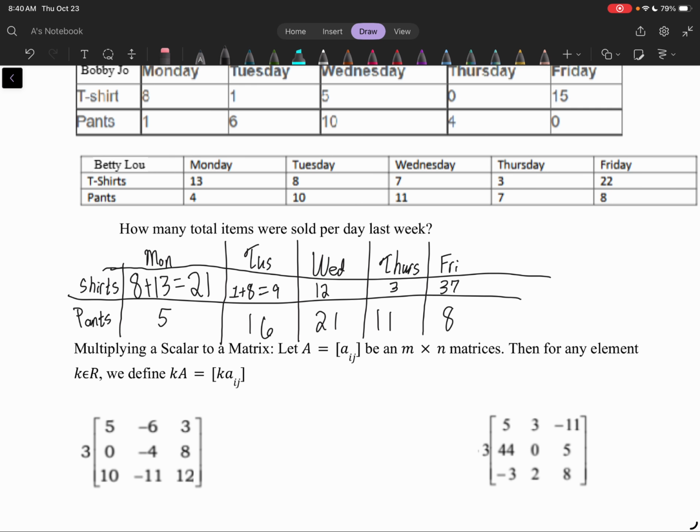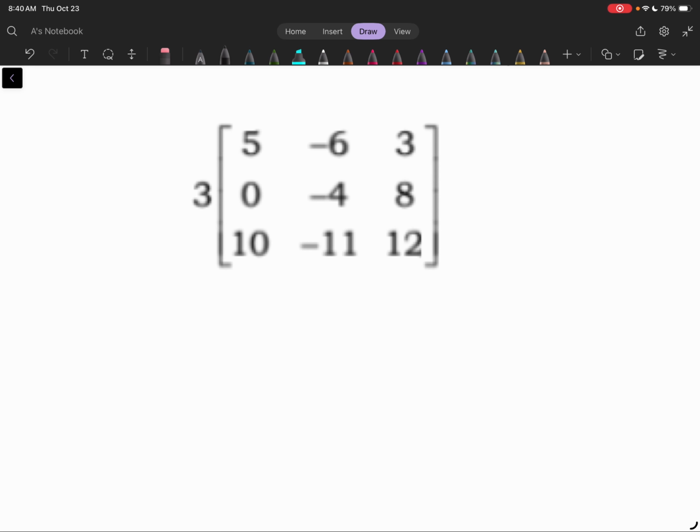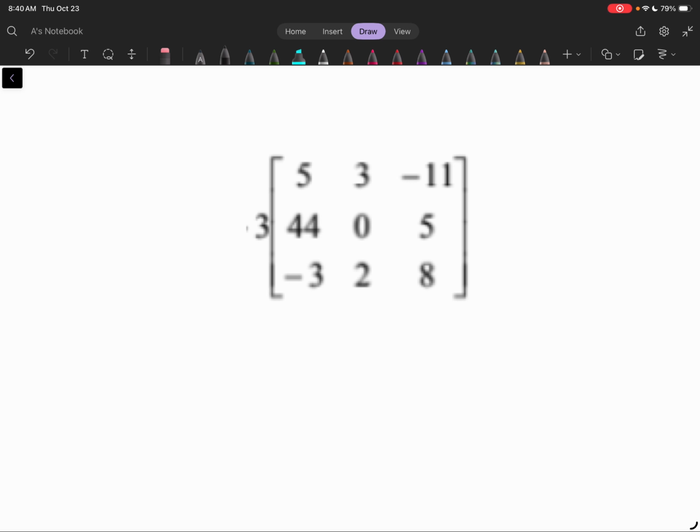With adding, you need to know how to multiply scalars to your matrix. A scalar is an outside number. Adding them is easy enough. For a scalar, like on, let's do number 2, it has a bigger number.